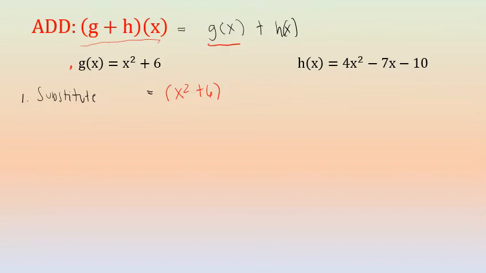Followed by plus h of x. So, ano ang value ni h of x natin? This one. So, we have here h of x is equal to 4x squared minus 7x minus 10. Yan. Okay? So, next, what do we have to do? Since meron tayong mga parentheses, class, we have to eliminate these parentheses. Kailangan matanggal natin yan. Okay?